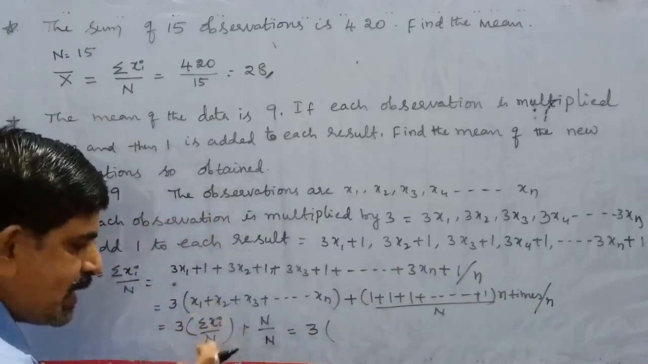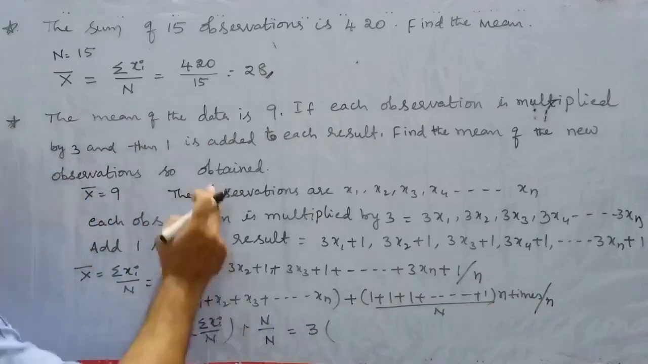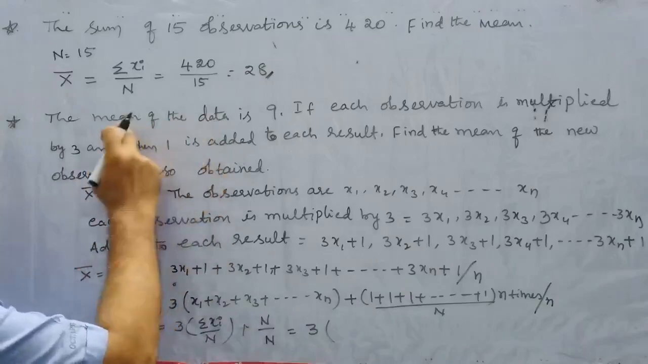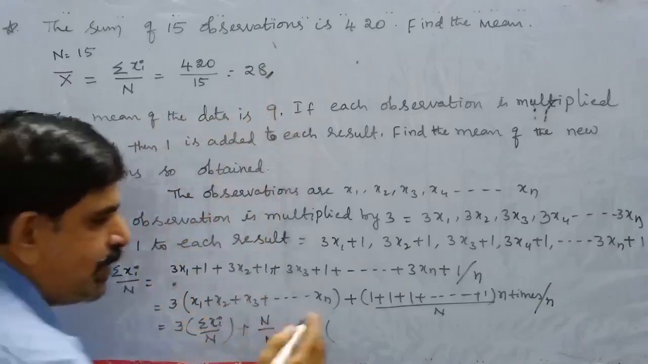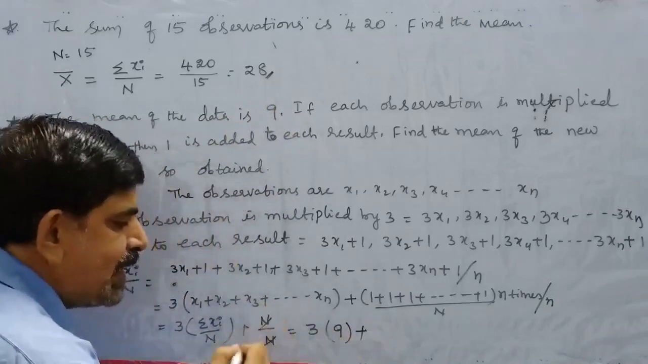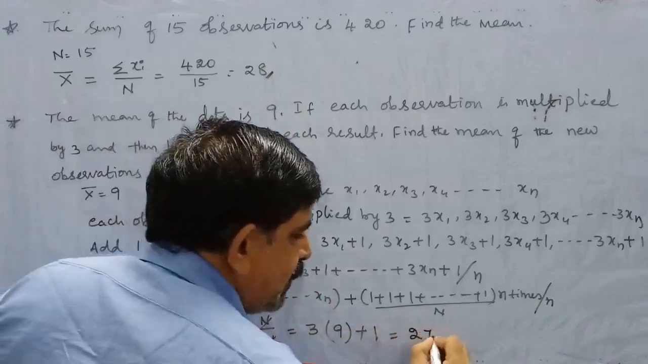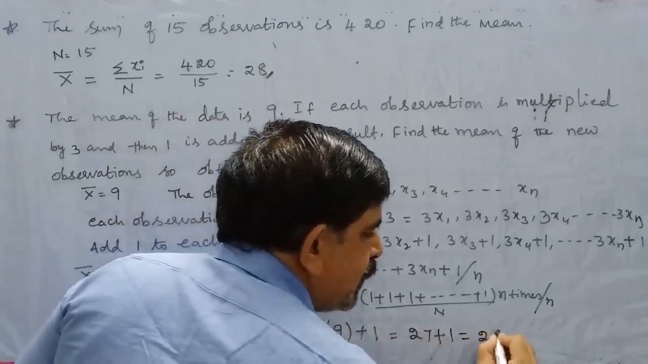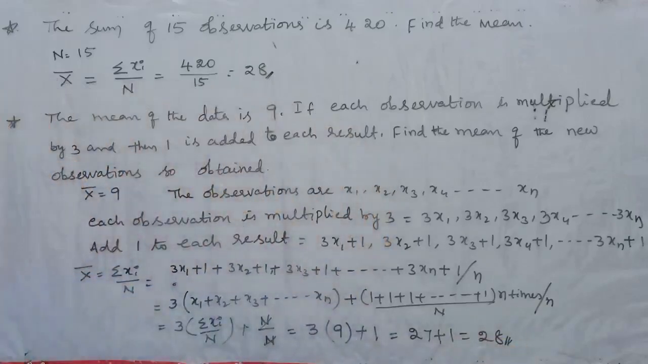So this sigma xi by n is nothing but the average, which is nothing but the mean. The mean of the data is equal to 9. So instead of this sigma xi by n, you write 9 plus n by n. N gets cancelled. 3 9s are 27 plus 1 is equal to 28. So this is the value of the new observations so obtained. Okay, understood children?